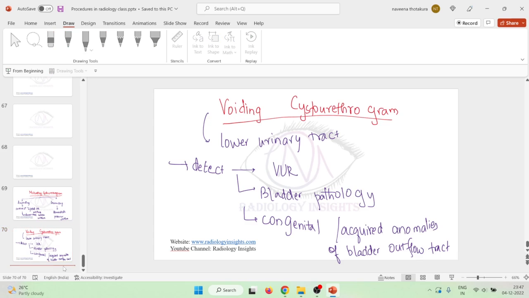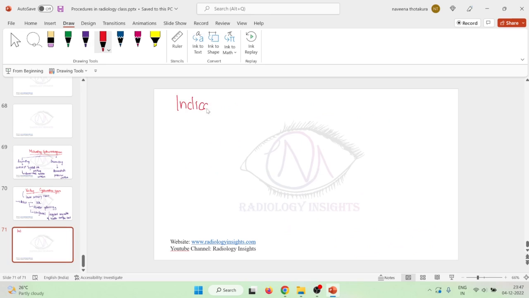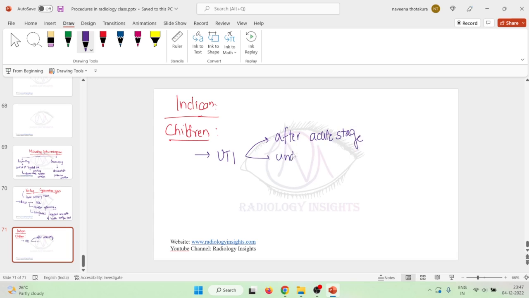Now, what are the indications of micturating cystourethrogram? The indications can be divided into children and adults. First we will see the indications in children. In children, micturating cystourethrogram is useful in urinary tract infections. Whenever the child presents with urinary tract infection, it is done some weeks after the acute stage, or it can be done under antibiotic coverage.